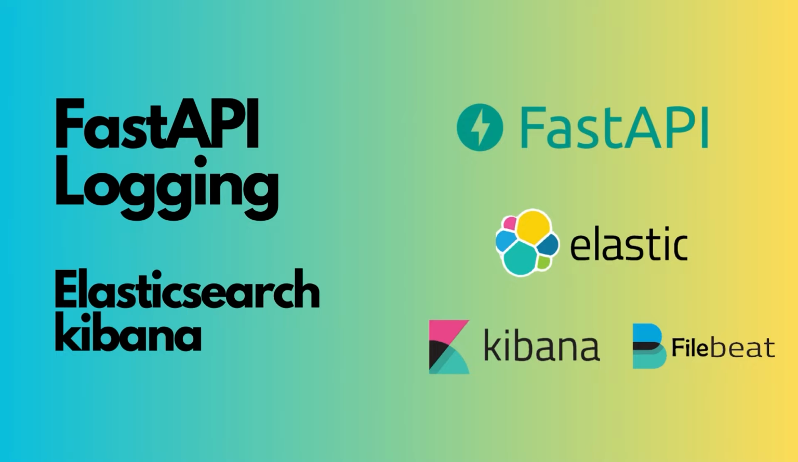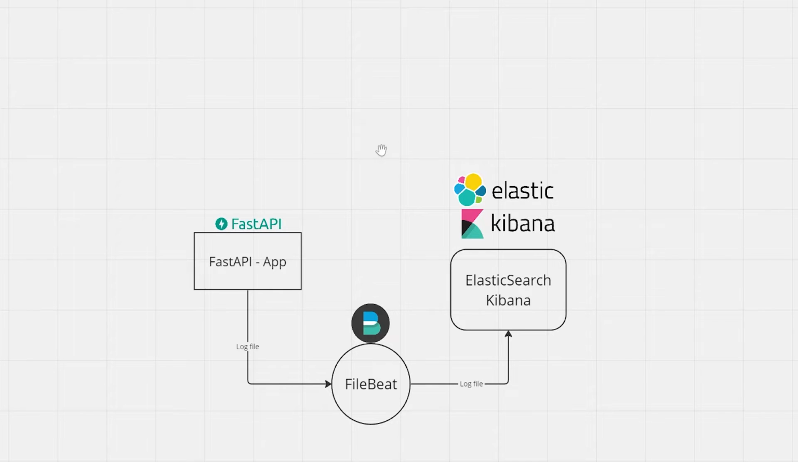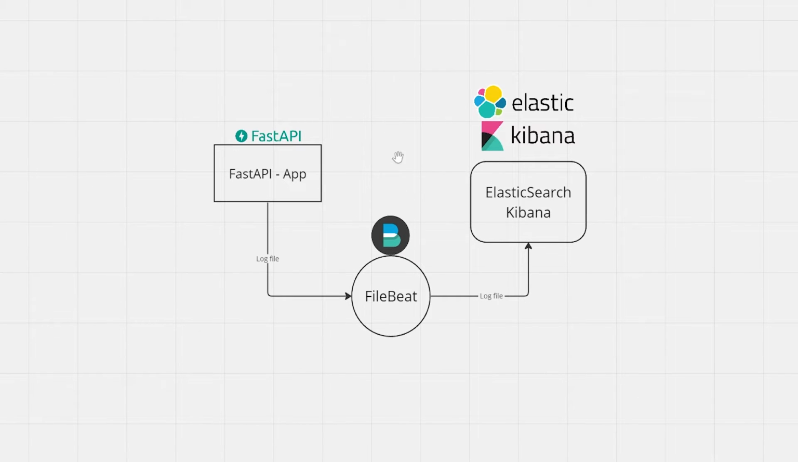In this opportunity, we will learn how to create a robust and efficient logging system using FastAPI and integrate it with Elasticsearch, Kibana, and Filebeat. Logging is a crucial component in software development, as it helps us track events and issues within our applications. In this video, we will explain the steps in detail.